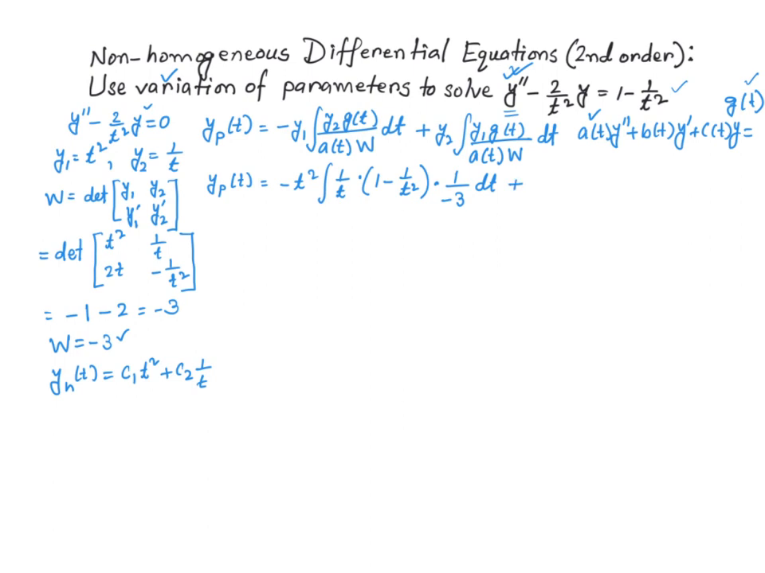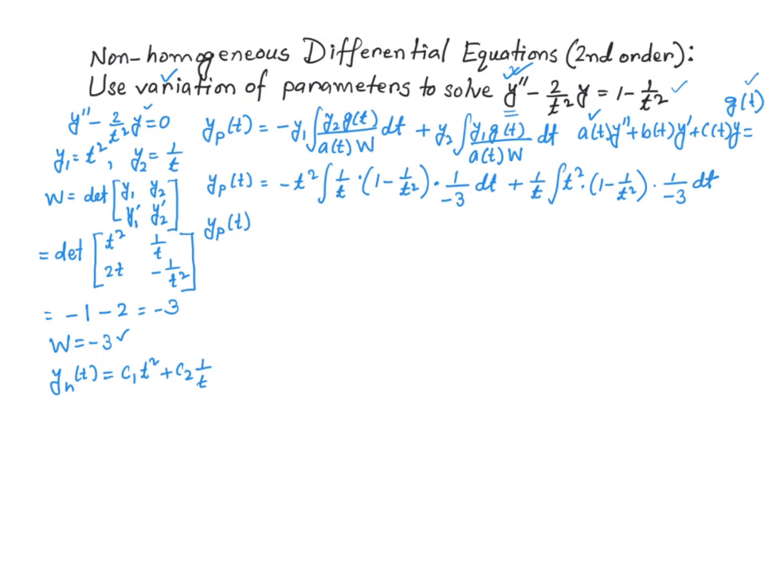Plus y2, which was 1 over t, times the integral of y1, which is t squared, times g of t, which is 1 minus 1 over t squared, times 1 over a of t, which is just 1, then 1 over W, which is 1 over negative 3, all of it integrated with respect to t.